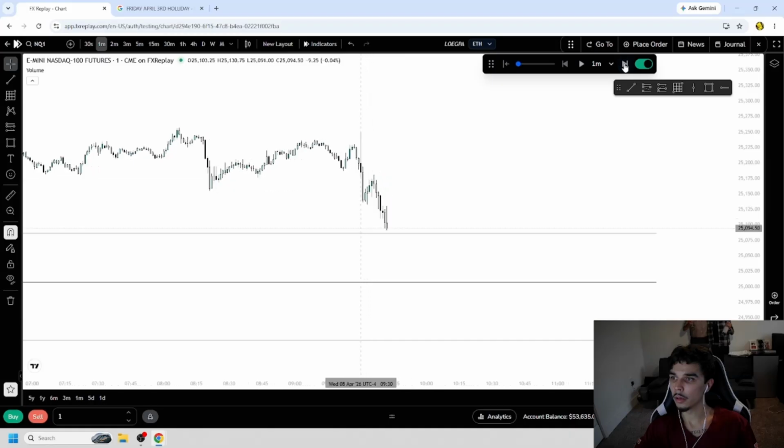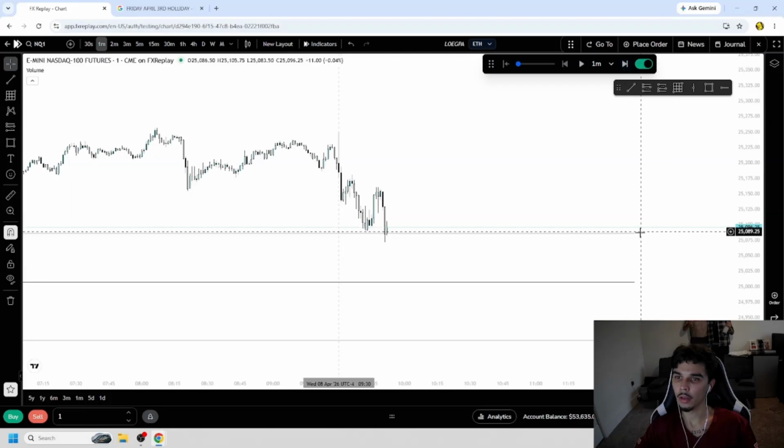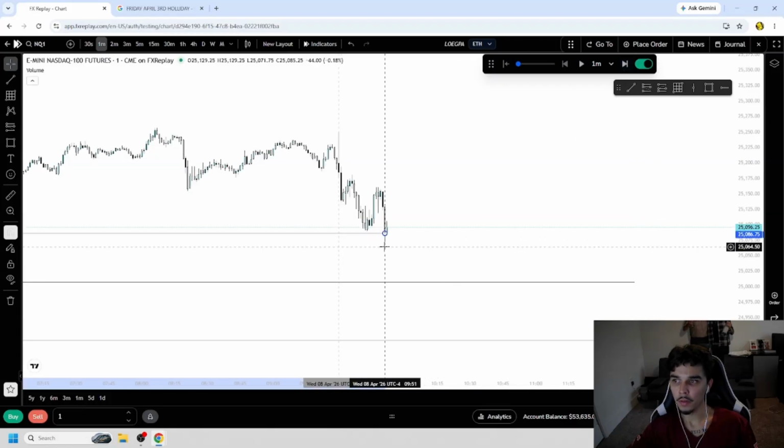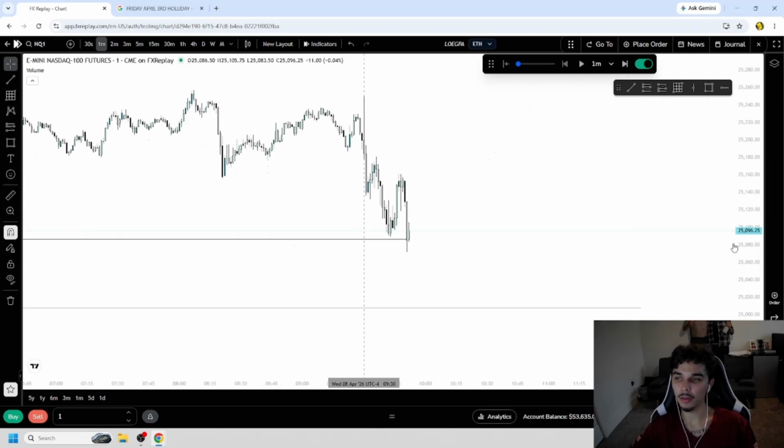Okay, we're edging the 4 hour. Did not take out the 4 hour. Okay, we're inside of the 4 hour right now. This is still a little bit too high. Ideally, I'd want to see us come take out this hourly.